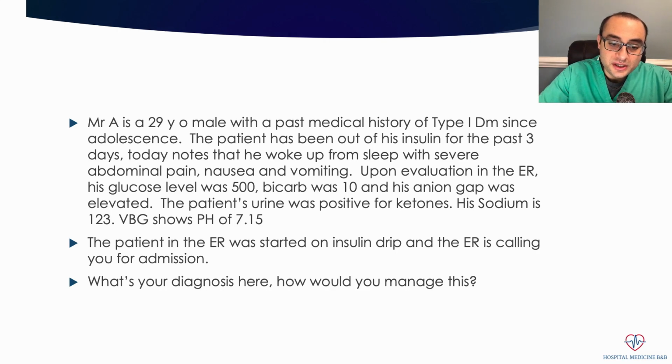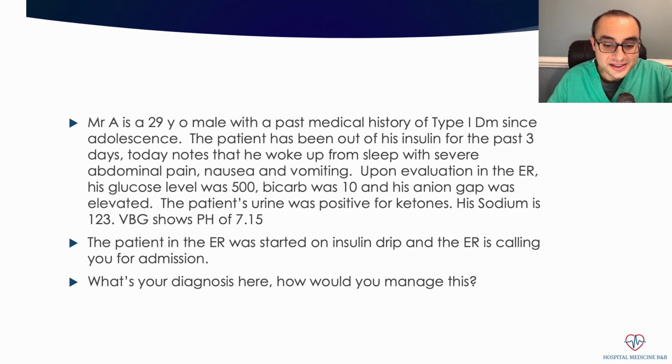Mr. A is a 29-year-old male with a past medical history of type 1 diabetes since adolescence. So you think, okay, type 1 diabetes, do you think his AutoGAD65 antibody would be positive or negative? It will be positive, right? We talked about that. We use that to differentiate between type 1 and type 2. So he got diagnosed when he was in his adolescence.